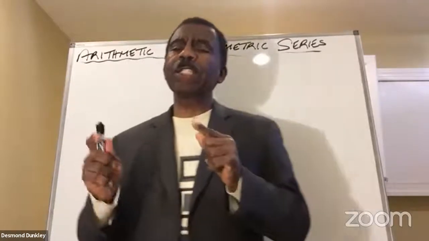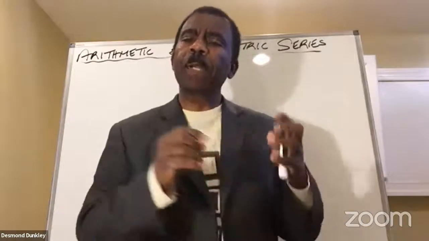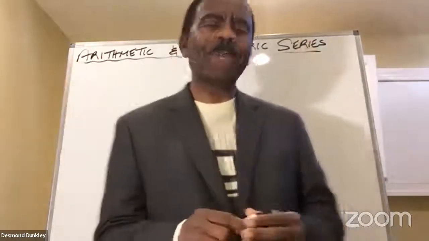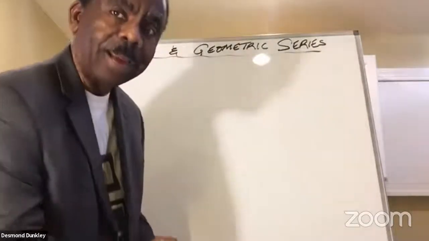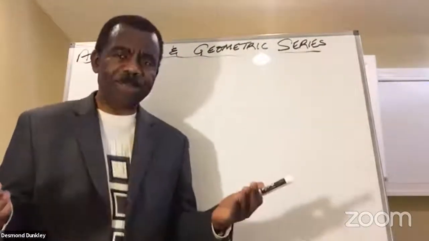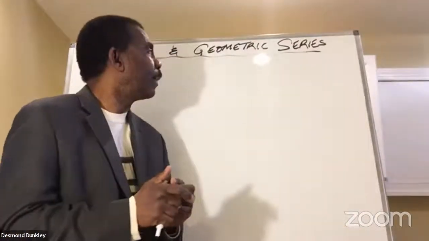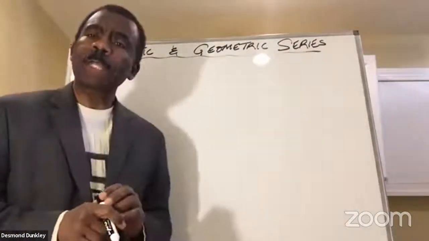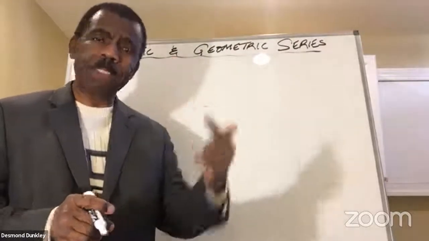Whenever we transition into doing the sum, we're now looking not at sequences, but at what we call series. Okay? So a sequence is a list. A series is a sum of the list. Okay? So let's remind ourselves of the arithmetic sequence, and I'm going to do the arithmetic series.